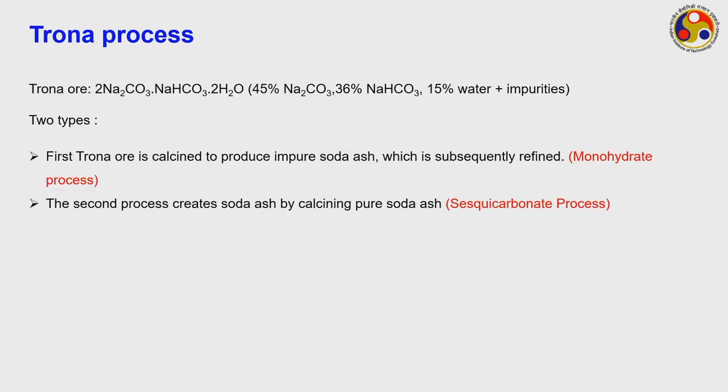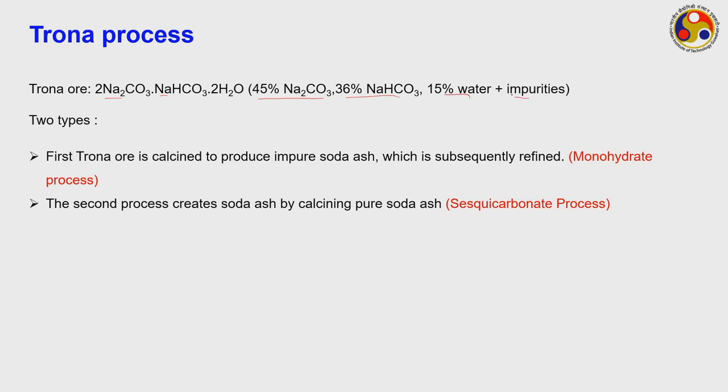Now, let us see the Trona process. So, as I told you, the Trona ore is of the formula Na2CO3NaCl. It is similar to what I discussed 3-4 slides back. So, you have a carbonate ion, one bicarbonate ion and 3 sodium atoms. So, this is trisodium hydrogen dicarbonate, which I discussed just now. In this Trona ore, around 45% soda ash is already present, 36% plus 50% water plus impurities.